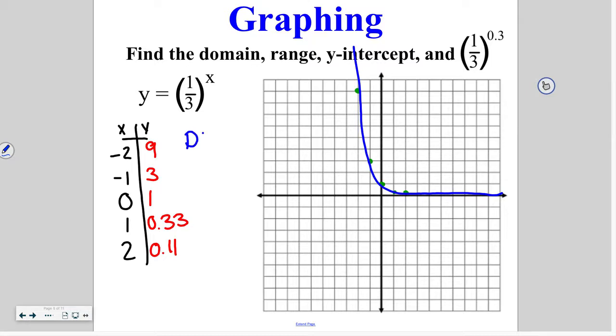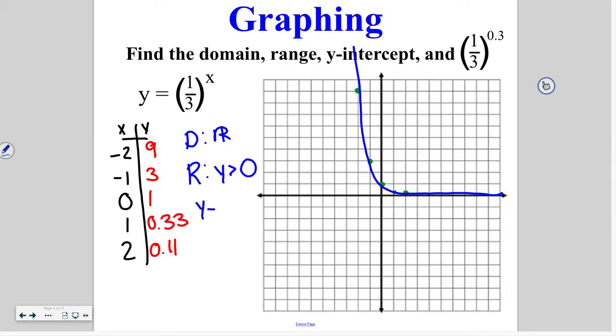Our domain, still all real numbers. Range in this case, again, is going to be y is greater than 0. All of our y values are getting greater than 0. Notice how in both of them I don't put the equal to part. It will never actually equal 0.